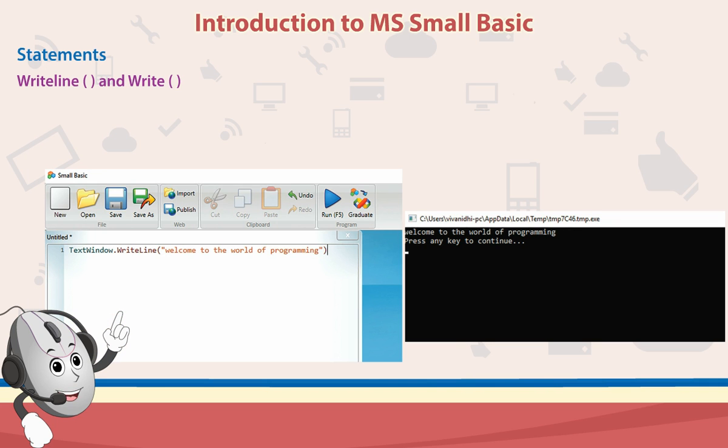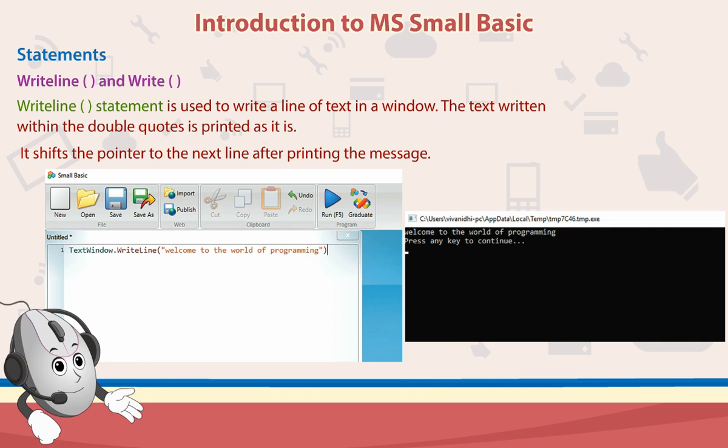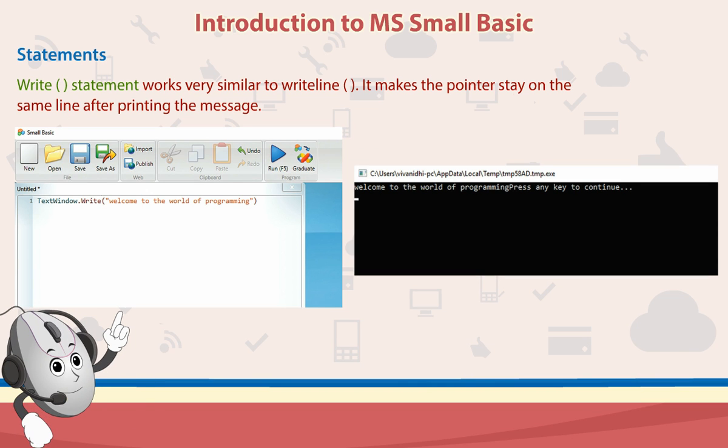Statements: WriteLine and Write. The WriteLine statement is used to write a line of text in a window. The text written within the double quotes is printed as it is. It shifts the pointer to the next line after printing the message. The Write statement works very similar to WriteLine. It makes the pointer stay on the same line after printing the message.